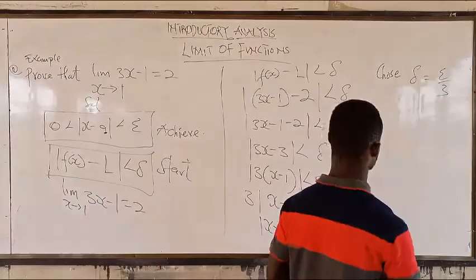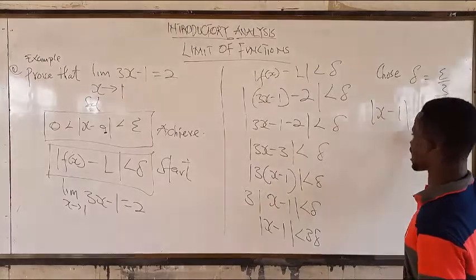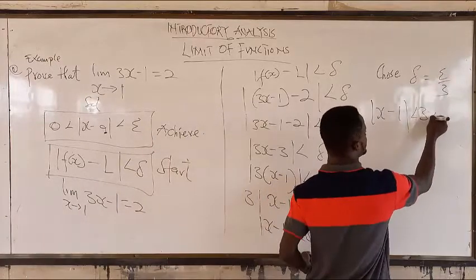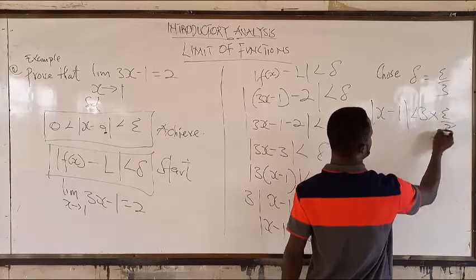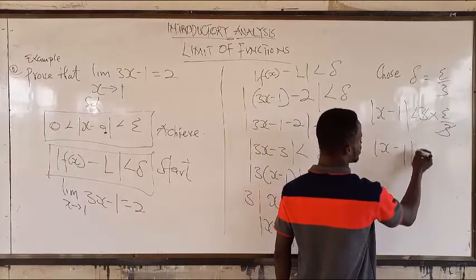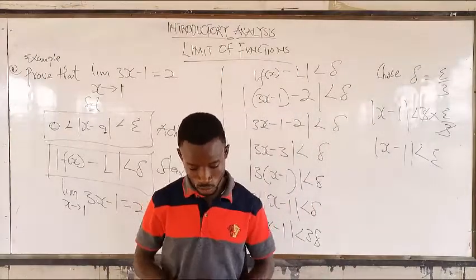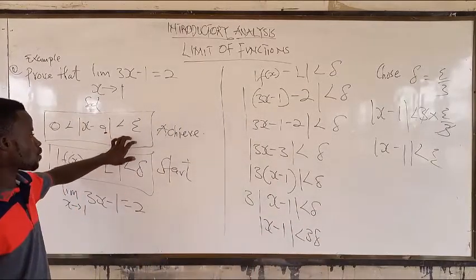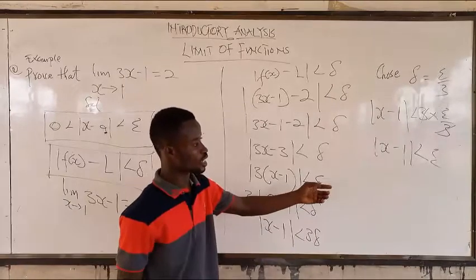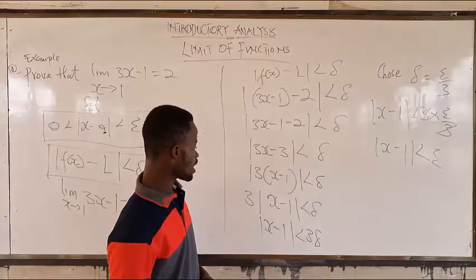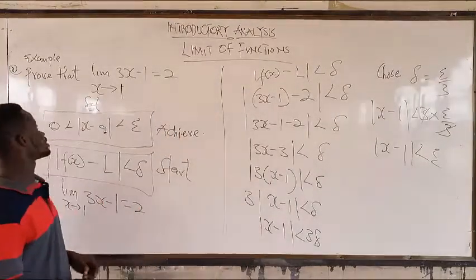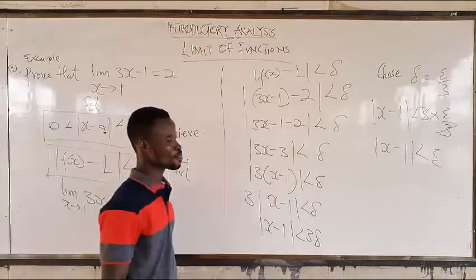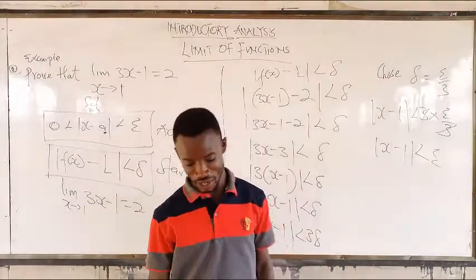Alright? Very good. So here 3 times |x minus 1| is less than 3 times delta, this cancels this, then we get 3 times |x minus 1| to be less than epsilon. So we have been able to achieve what we have here. And since we have that achieved, then we can say that the limit of the function 3x minus 1 as x approaches 1 is equal to 2. Very good, very good. So that is what we are going to get for that.